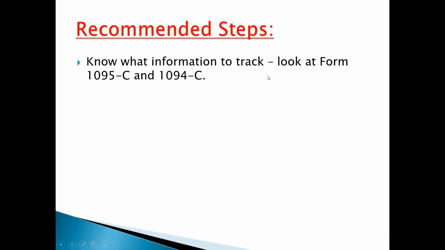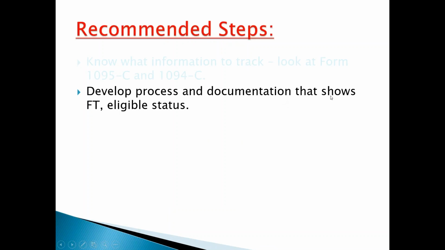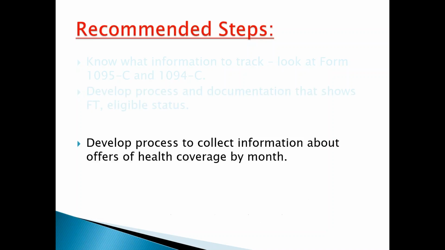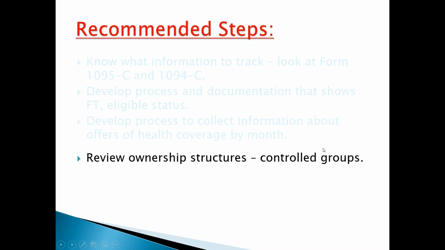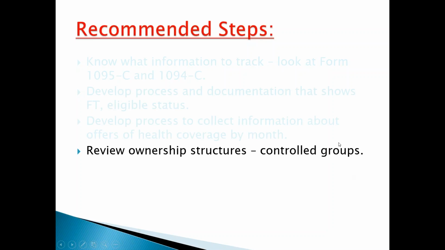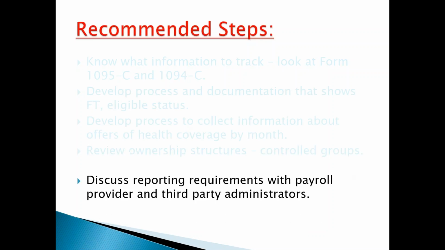Here are a couple of steps I'd recommend that you take into consideration. First, make sure that you know which information to track. Look at the forms 1095-C and 1094-C; we briefly highlighted the things that you need to track and the information you need to gather. Develop a process and documentation that shows the full-time and eligibility status. I'd make sure I'm collecting from everyone who's eligible and that I've made offers to: I either get an application or I get a waiver form. And make sure you're gathering and keeping all that documentation. Develop a process to collect information about the offers of coverage, and that's what I just mentioned there. Review the ownership structures. Make sure, if I've got any controlled groups, especially if I'm not sure if I'm an applicable large employer.